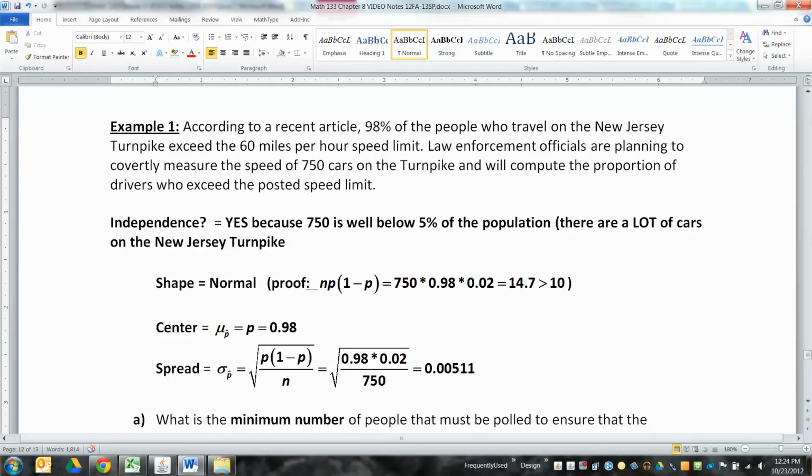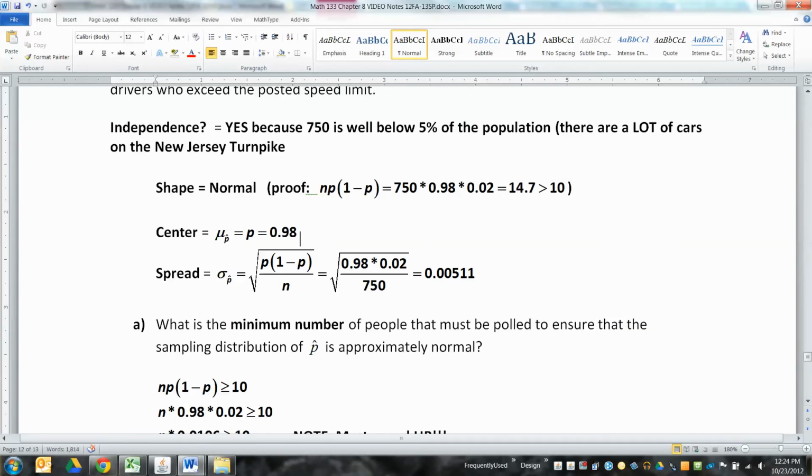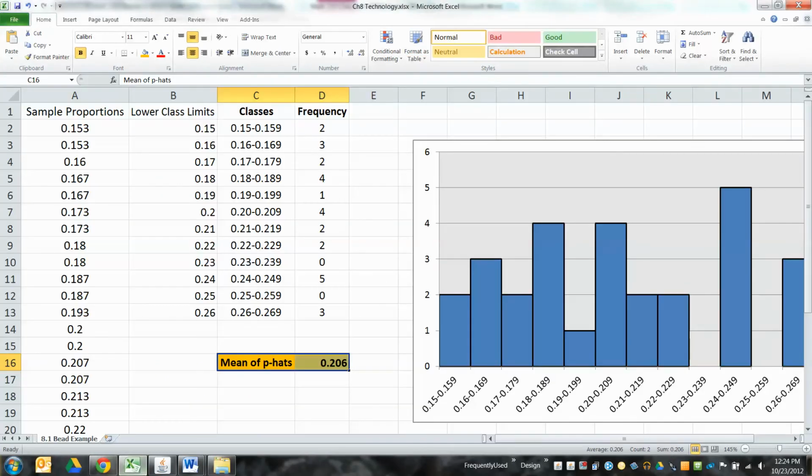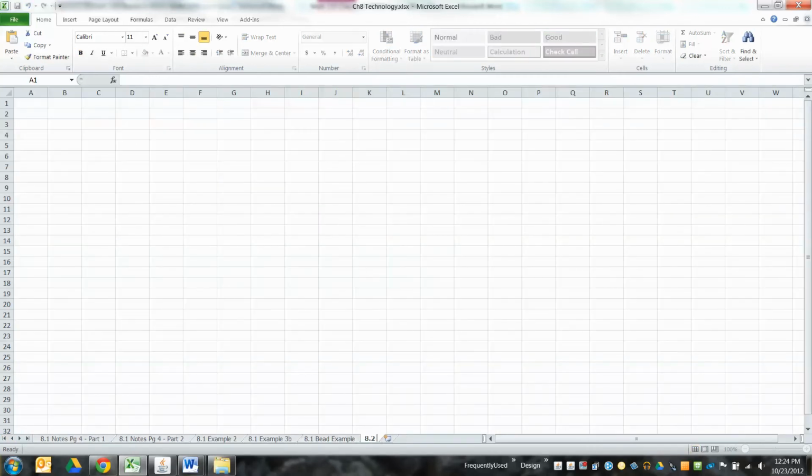So the proof of that is that n times p times 1 minus p, that's 750 times 0.98 times 0.02, that's equal to 14.7, which is greater than 10. Okay? All right, and again, you could use Excel or whatever to calculate. As a matter of fact, we're going to need Excel anyway, so I might as well give ourselves another problem here. So I'm going to put this as 8.2 example 1, I believe.